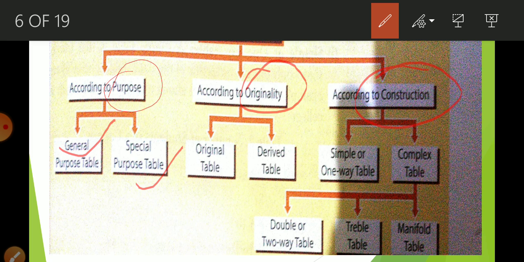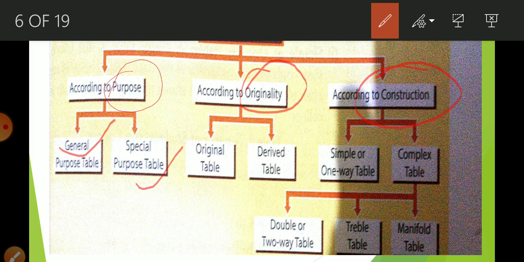Now a specific purpose table: its name makes its meaning clear. It is related to a specific purpose. It is going to satisfy a specific issue, like a timetable. What is a timetable related to? If it is a school timetable of any class, it shows when the teacher is going to come and which subject you are going to read in a particular class. So it is an example of a specific purpose table, like your mark slip.